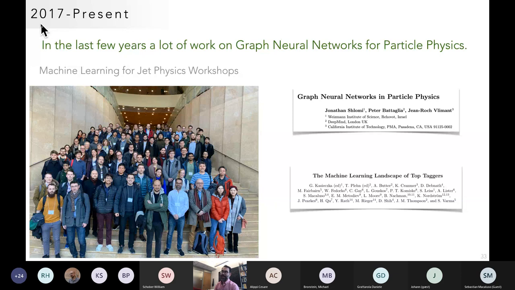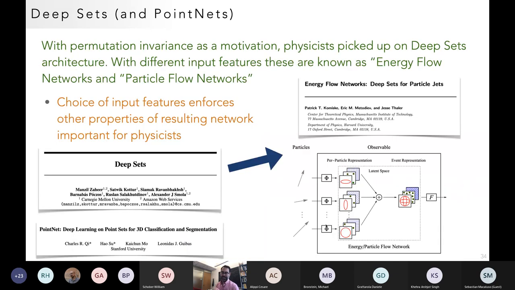Now, in the last few years, from 2017 to the present, there's been a ton of work, and I can't cover it all. But there have been review articles, and there are small conferences or workshops. So we hosted one at NYU last year. There were about 100 people attending. And so here's a review article with some physicists, and Peter Battaglia is involved. And then there's this one particular benchmark study that I'll talk about in a second. So let me just give sort of two highlights of recent work that I haven't already discussed.